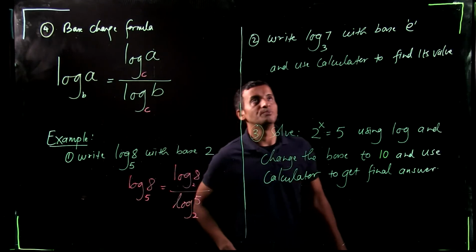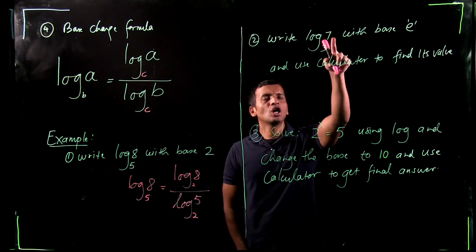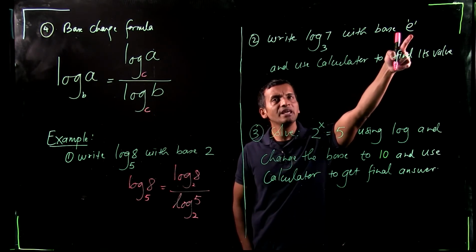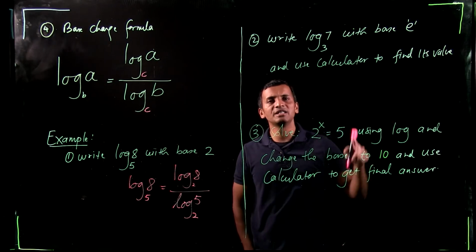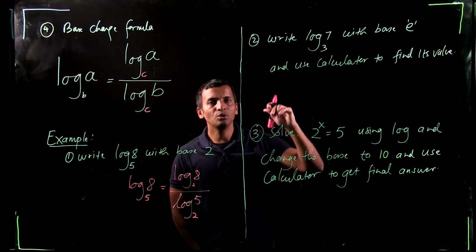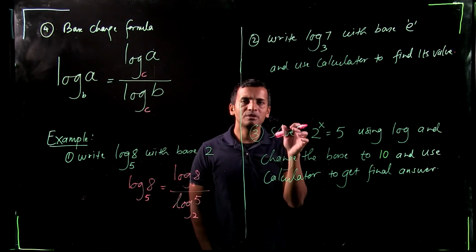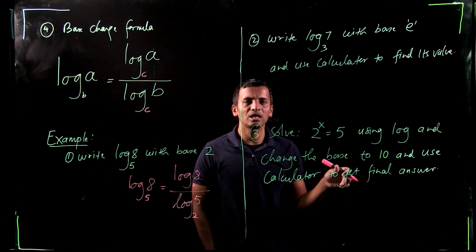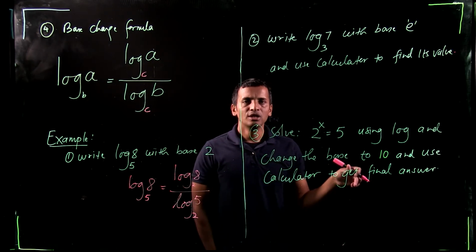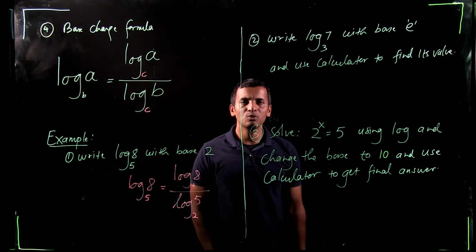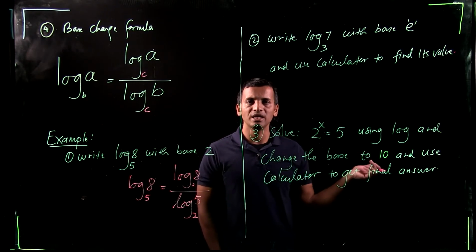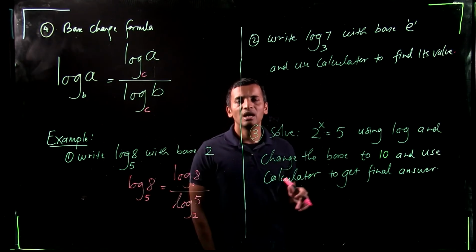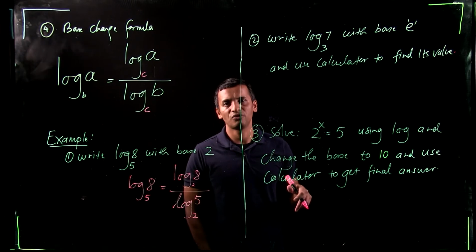Okay, let's see example 2. Write log of 7 with base 3 with base e. You want to change base 3 to base e and use a calculator to find its value. If you have a TI-83, it has only base e, that is the ln key, and log, that is base 10. So if you want to find the value of any base other than e and 10, you'll have to use this formula to change into base e or base 10 and then use the calculator to find the value.